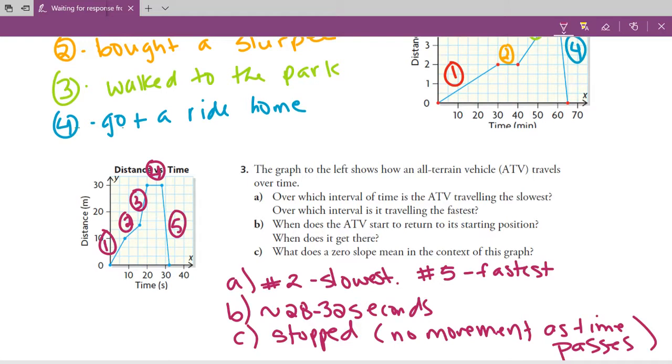And then what does a zero slope mean in the context of this graph? It means that we've stopped. Someone's hit the brakes, we aren't moving, but time is still passing. So it looks like from about 20 seconds to 28 seconds, there's no change in distance. So that's a full stop.